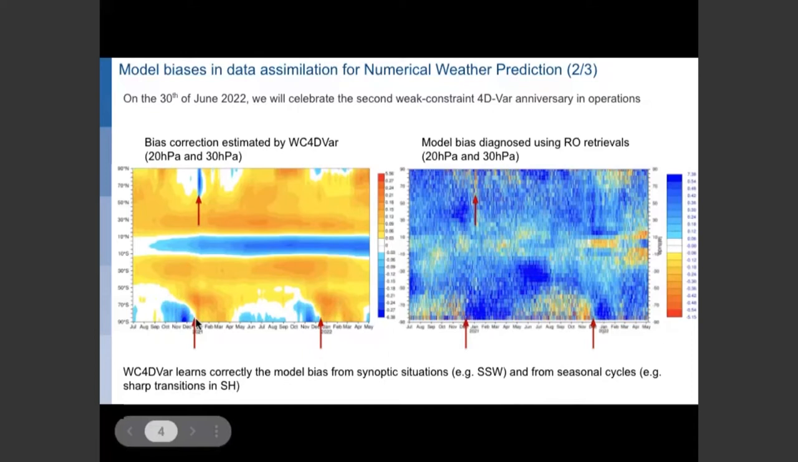The other thing I want to highlight is here you've got a synoptic event. You've got a sudden stratospheric warming, and then the model bias for a couple of days is just changing from being cold to being warm. And once again, weak constraint 4DVAR, although it's been there only for a couple of days, picked that up correctly, and it's cooling down where the model was too warm.